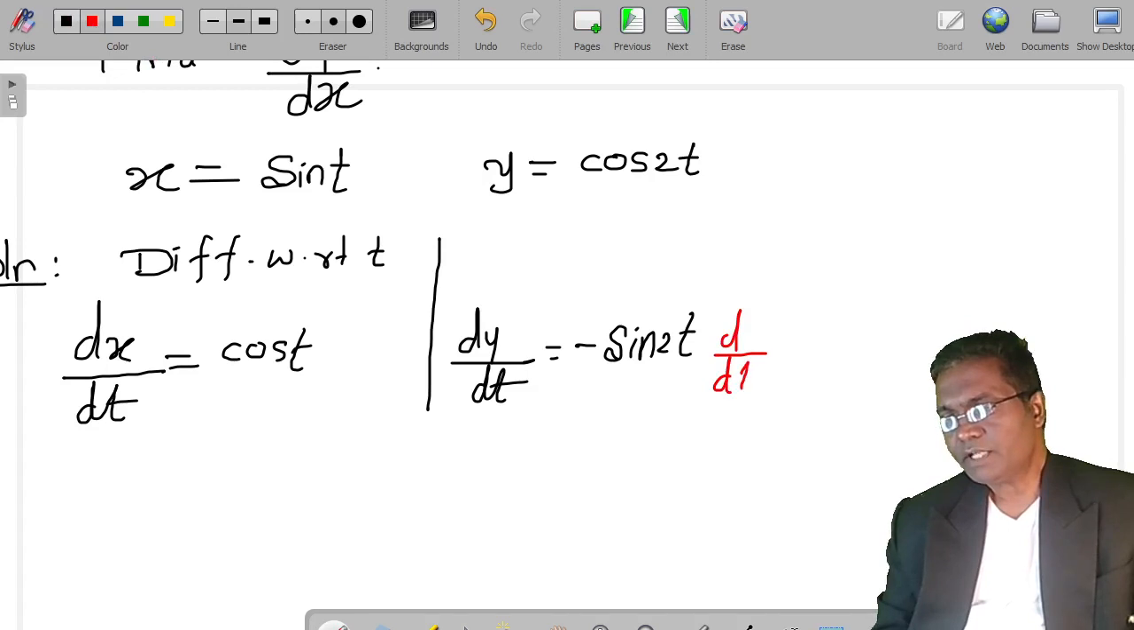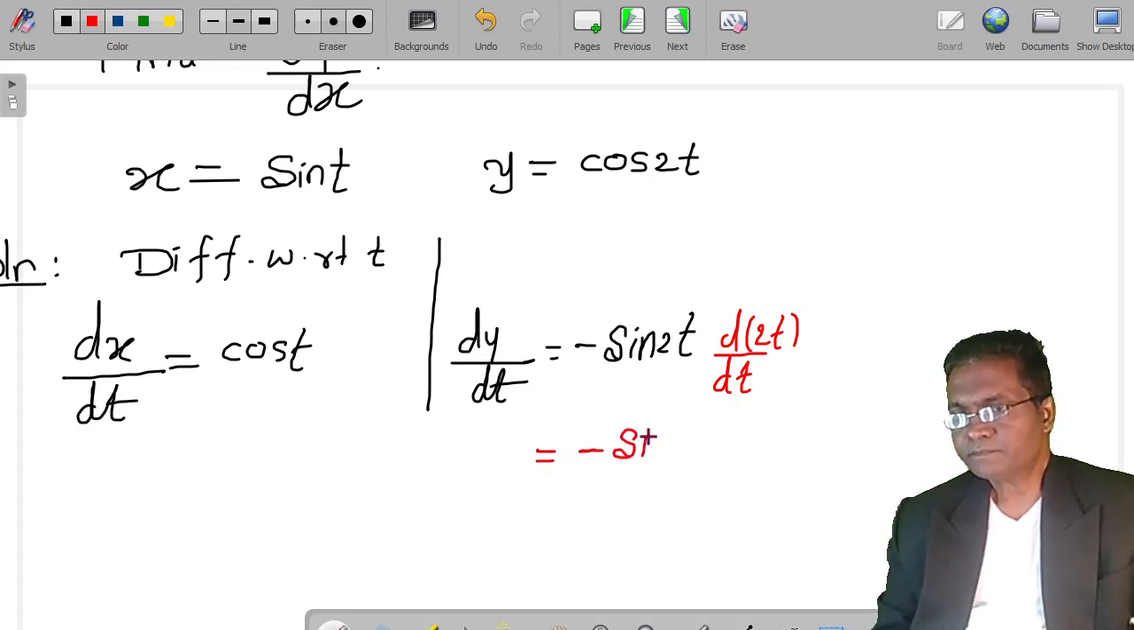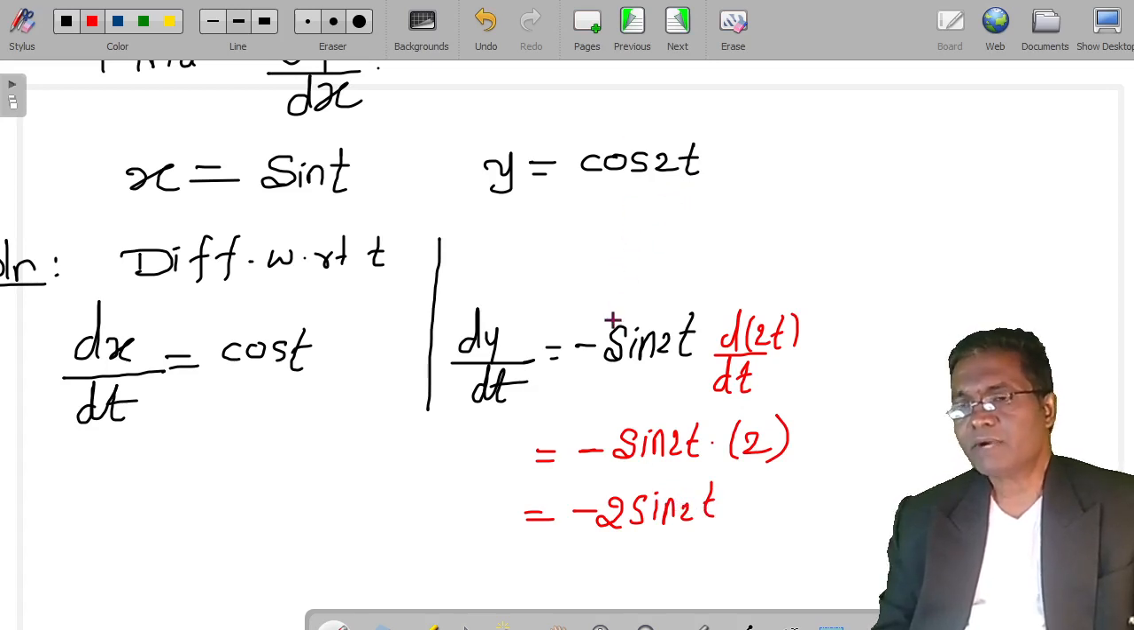So, into d by dt of 2t. Some people write it directly, but you should write it out. For those who don't know, it is sin 2t, and the derivative of 2t with respect to t is 2. So you can write minus 2 sin 2t. Actually, remember that the derivative of cos ax is minus a sin ax.